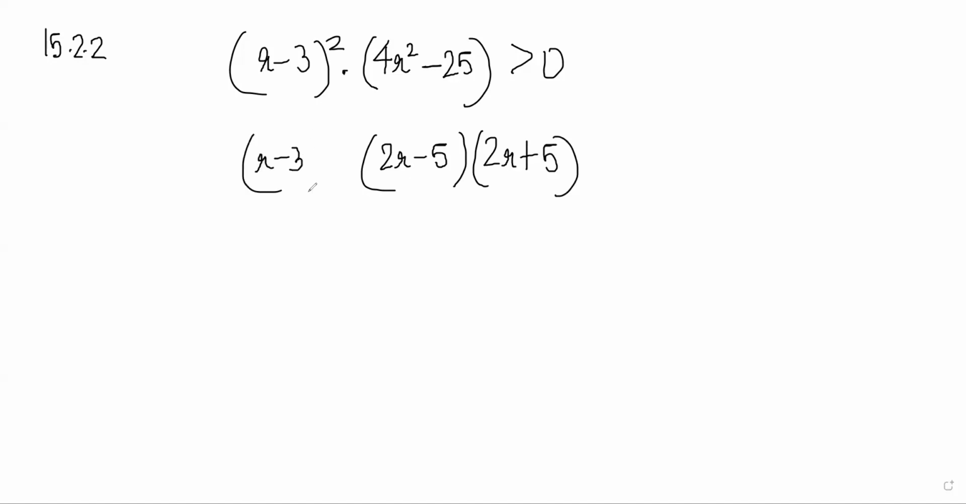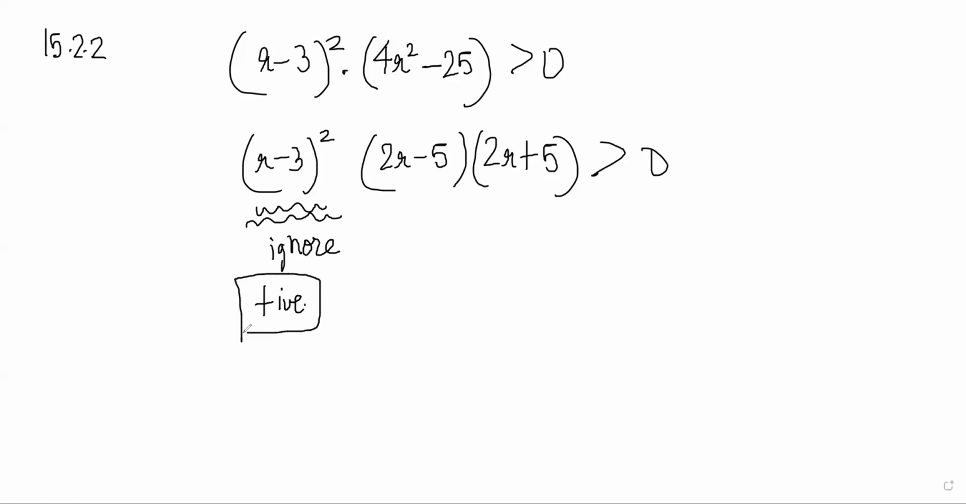So you don't have to do this part. This you can ignore actually. Why? Because r minus 3 whole square will always be positive. Since you already know the sign of this, you don't have to include it in the wavy curve. You can just do the wavy curve on the rest, because the sign of that will decide the sign of the whole thing, right?